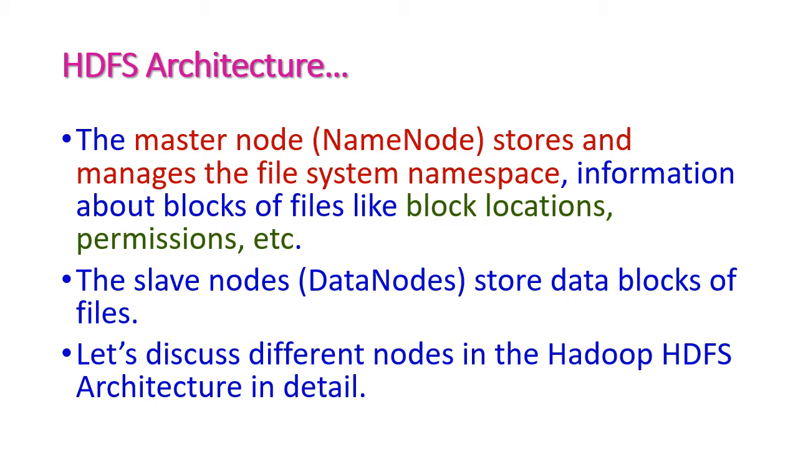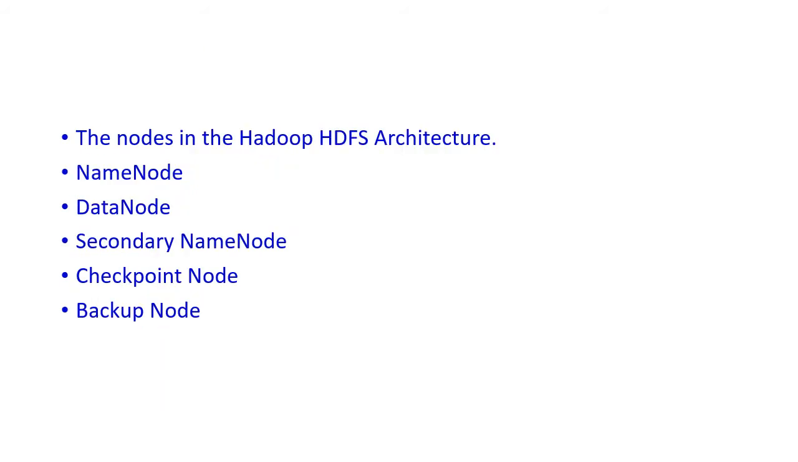Here the master node, that is the name node, stores and manages the file system namespaces and information about blocks of files, like block location, permissions, etc. And the slave node, which is called the data node, stores the data blocks of files. Let us discuss the different nodes in the Hadoop file system architecture. Apart from the name node and data node, we additionally have the secondary name node, checkpoint node and backup node. Let us discuss all these nodes in detail in the following session.